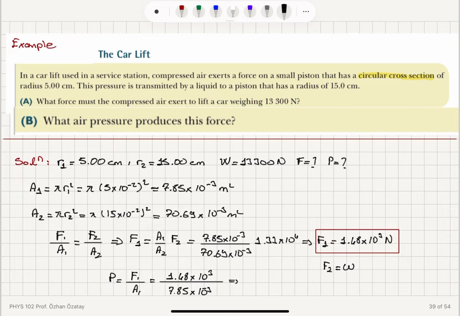So this gives us a pressure of 1.88 times 10 to the 5 pascals. So the air pressure we need in order to achieve this is 1.88 times 10 to the 5 pascals.